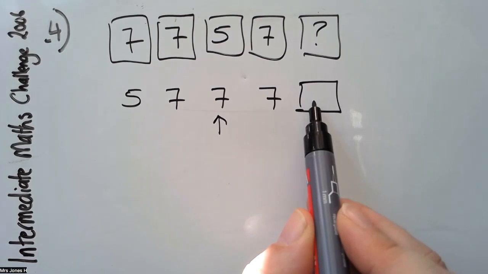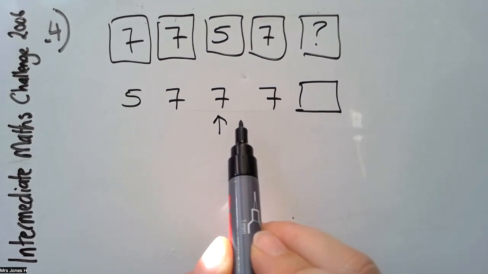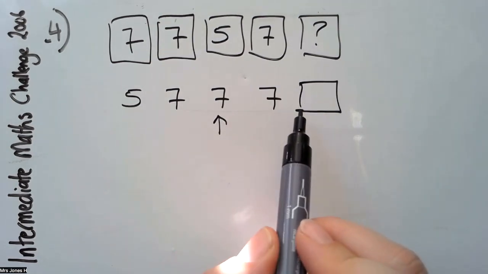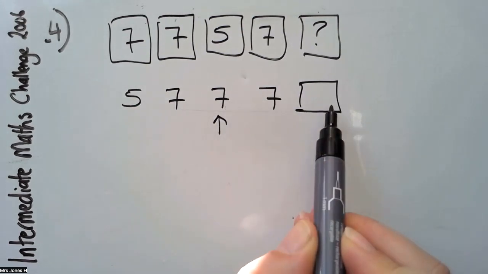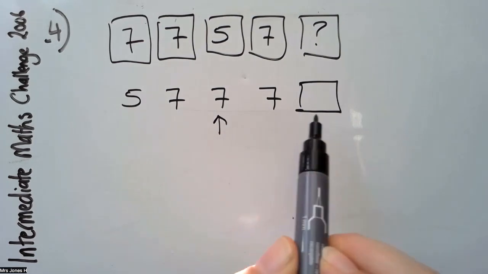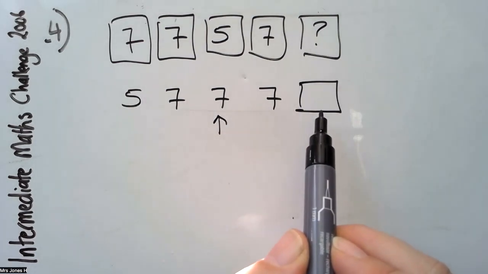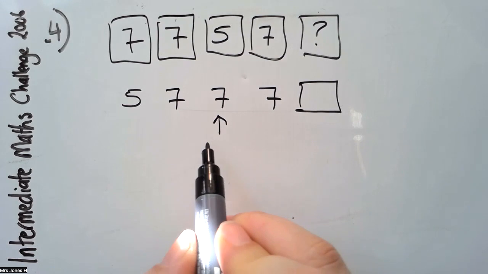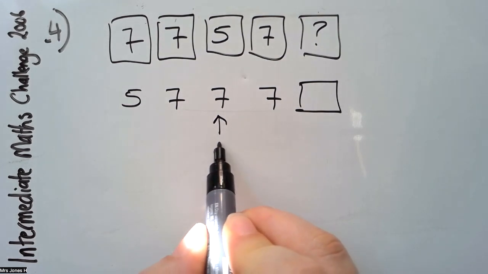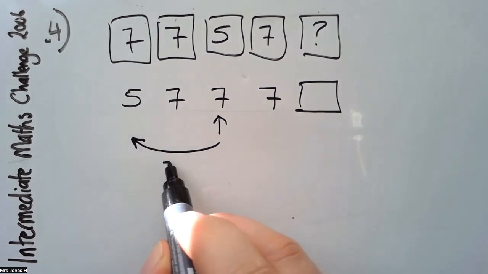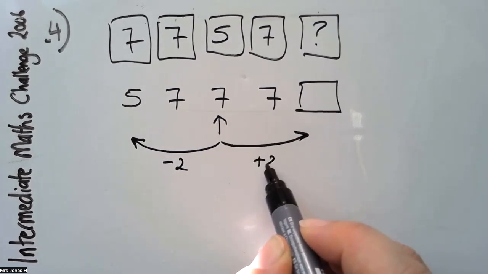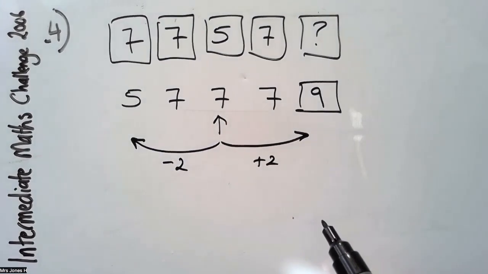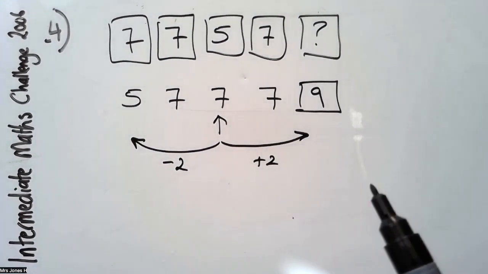It could mean that this is 7, but then the mean is also 7. So when we add all of these up together and divide by 5, we will get the number 7. So I'd say there are 2 ways of doing this. You might be able to see by eye that the difference between here and here is 2. And therefore, if we add 2, this gets us to 9. Can't always do this with a mean question.